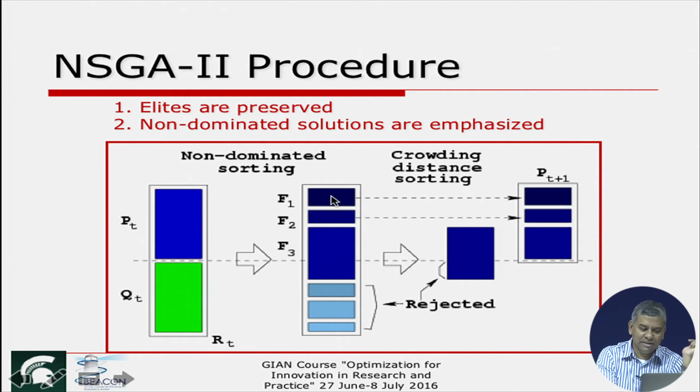Then F2, which is the second level of non-domination. We temporarily discount the first front from the population and find the new set of non-dominated solutions. Then F3 and so on. As you are getting F1, F2, you also keep a note of the size, because F1 you are accepting for sure in your P_t+1. F2 you are accepting for sure too. You keep on adding these numbers and asking, have I crossed the population size? If not, I will continue.